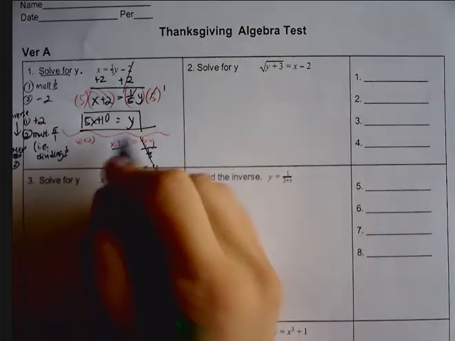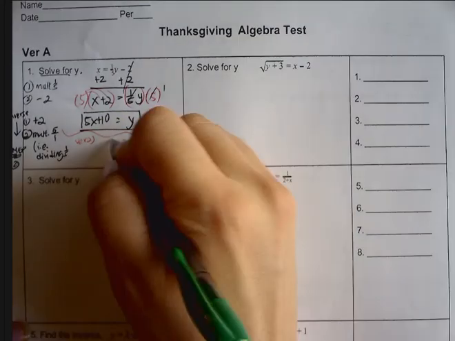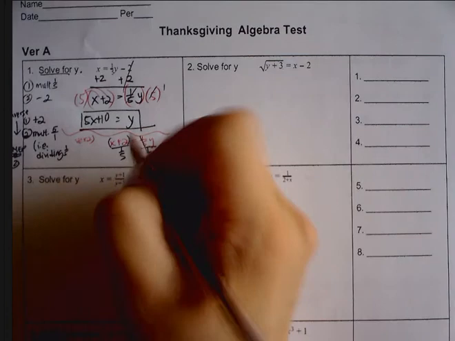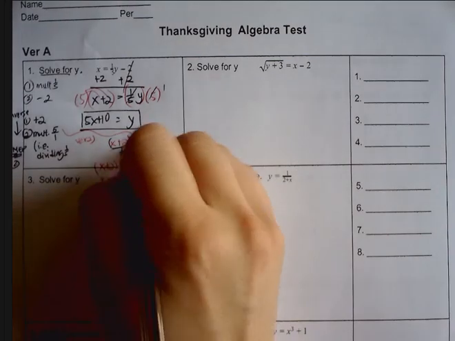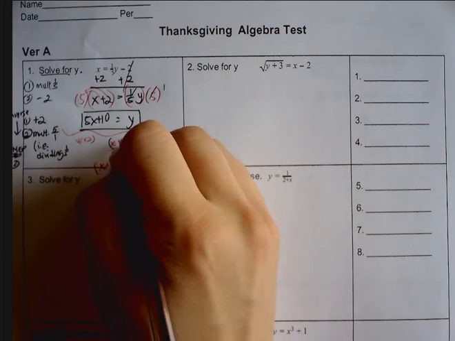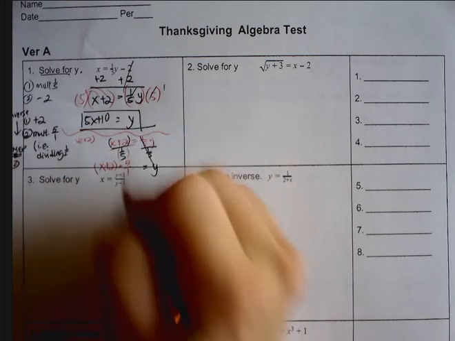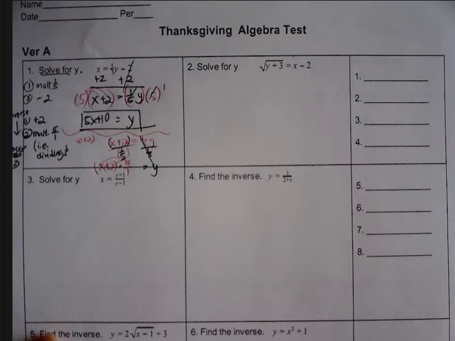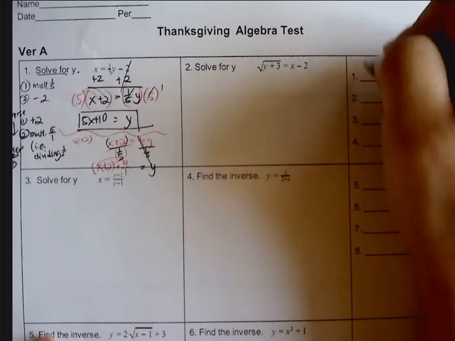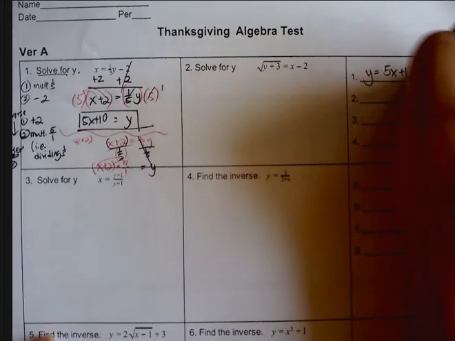X plus 2 divided by 1/5. We're going to go ahead and copy. Change that division into multiplication. Copy, change, flip. Flip the 1/5 to 5/1. And then you would still distribute and get 5x plus 10. Okay? So y equals 5x plus 10 is number 1.